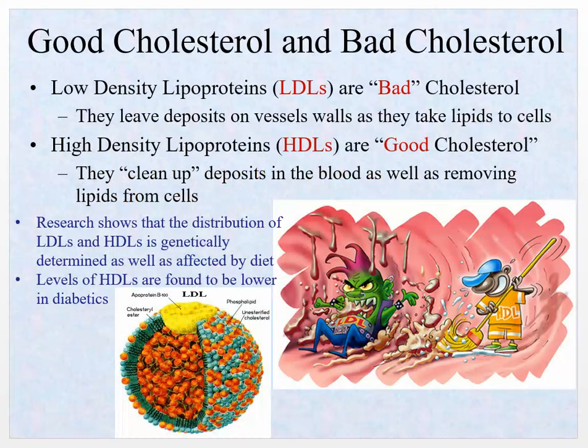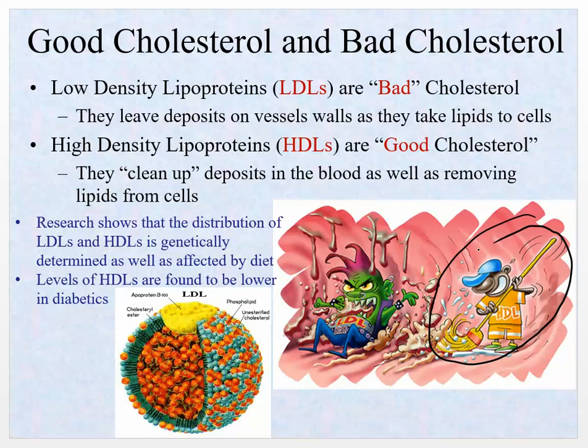So if we look at this in more of a picture way and kind of simplify it, low density lipoproteins are the bad cholesterol. They leave deposits on vessel walls as they take lipids to cells. So this is our bad cholesterol guy here. Make it a different color. This is our bad cholesterol guy making a mess. High density lipoproteins are good cholesterol. They clean up deposits in the blood as well as removing lipids from cells. So this is our good cholesterol here, our HDL.